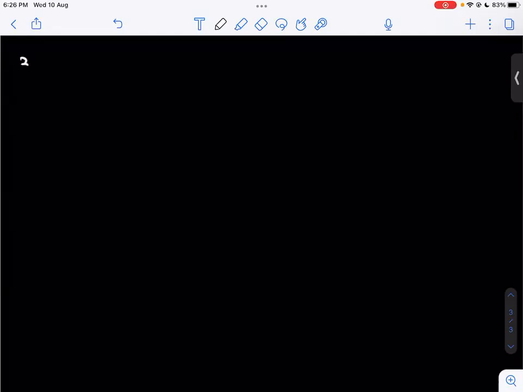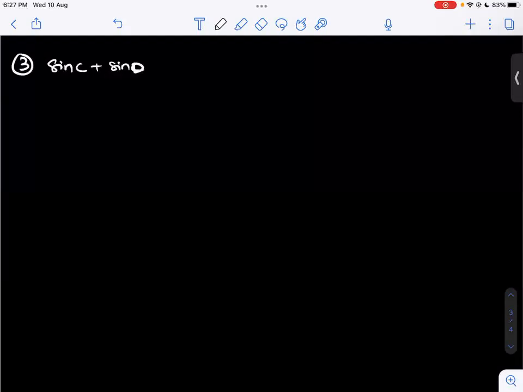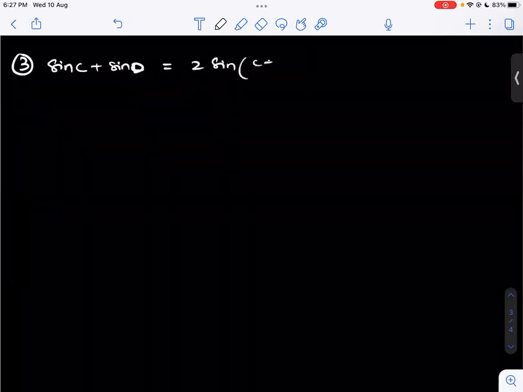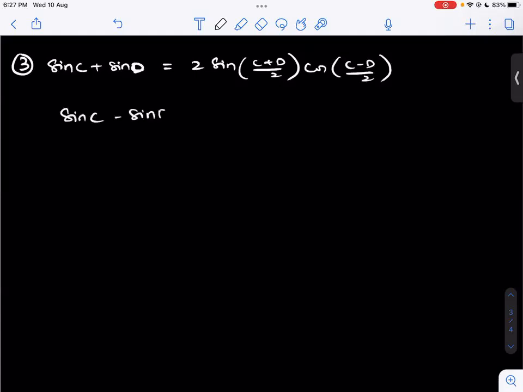Similarly, the other set of formulae that you're supposed to know are, you have sin C plus sin D formula, which is given as 2 sin of C plus D by 2 cos of C minus D divided by 2. In a similar way, you have sin C minus sin D, which is going to be 2 cos of C plus D divided by 2 sin of C minus D divided by 2.